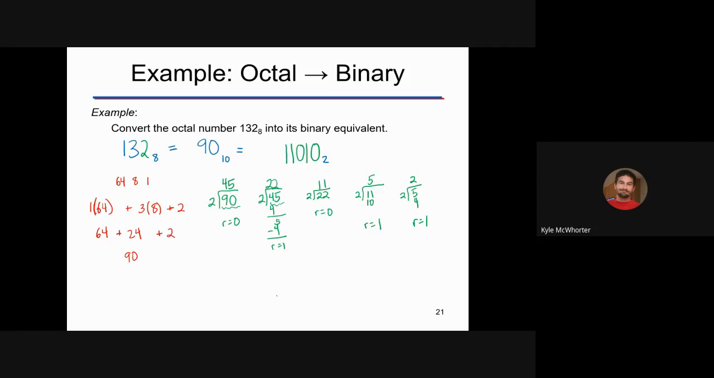Then we got to do the 2. 2 goes into 2 once. The remainder is 0. So we're going to have a 0. And then we have to do the 1. 2 goes into 1 0 times, and the remainder is 1. So the last digit we write is a 1.